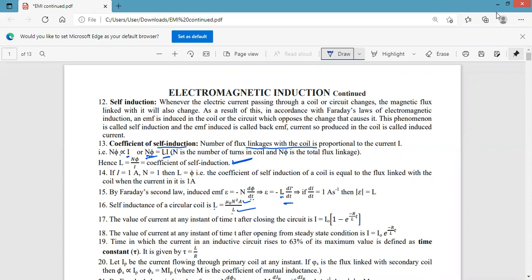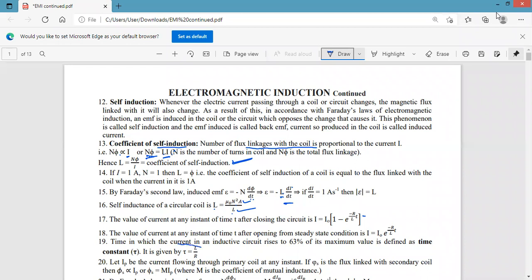Next, the value of current at any instant of time. In the self-inductance coil, the value of current at any instant of time t after closing the circuit is I is equal to I naught into 1 minus e to the power of minus R by L into t. Similarly, the value of current at any instant of time after opening the circuit from steady state condition is I is equal to I naught e to the power of minus R by L into t, where R is the resistance and L is the self-inductance.